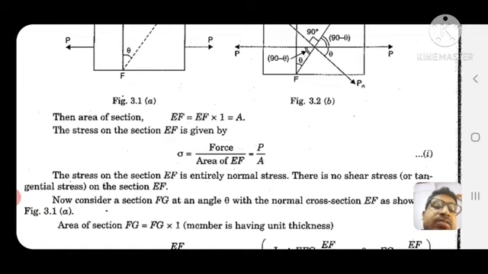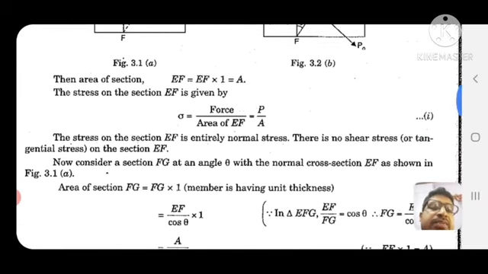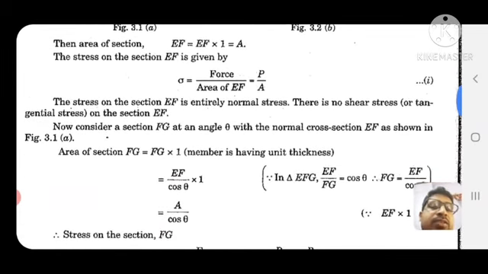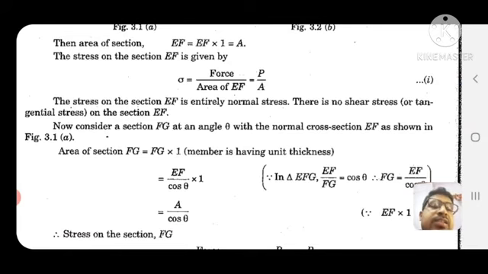The stress on the section EF is given by sigma equal to P by A, force by area of cross section, capital A. The stress on section EF is entirely normal stress. There is no shear stress or tangential stress on section EF.